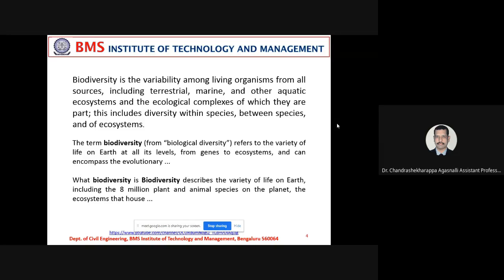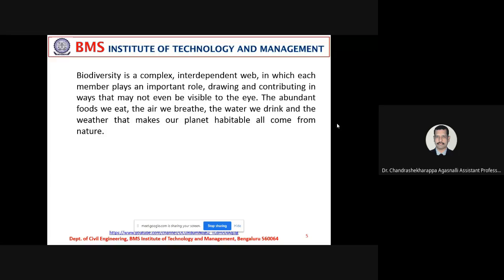Biodiversity describes the variety of life on earth, which includes about 8 million plant and animal species on the planet. The ecosystem that houses them is a complex and interdependent web in which each member plays a very important role. So we cannot ignore or neglect nature.